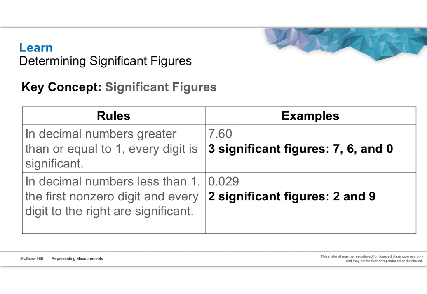The third rule is that in decimal numbers that are greater than or equal to 1, every digit is significant. And so in 7.60, we have three significant figures, 7, 6, and 0. And in decimal numbers less than 1, the first non-zero digit you come to and every digit to the right of that are significant. So here we have three places to the right of the decimal point, but only the 2 and the 9 are significant.